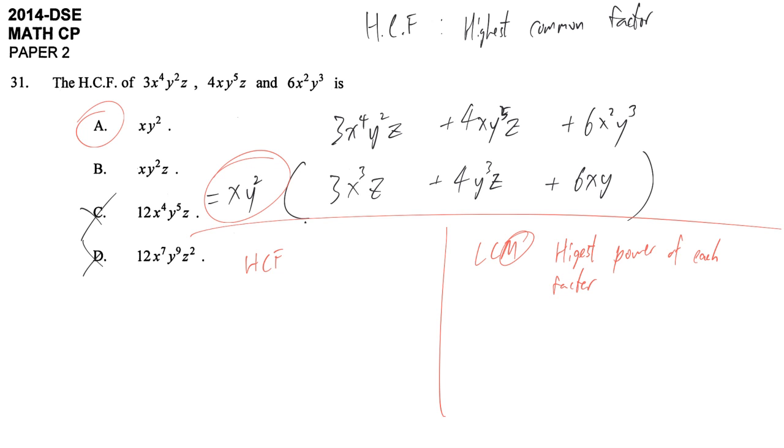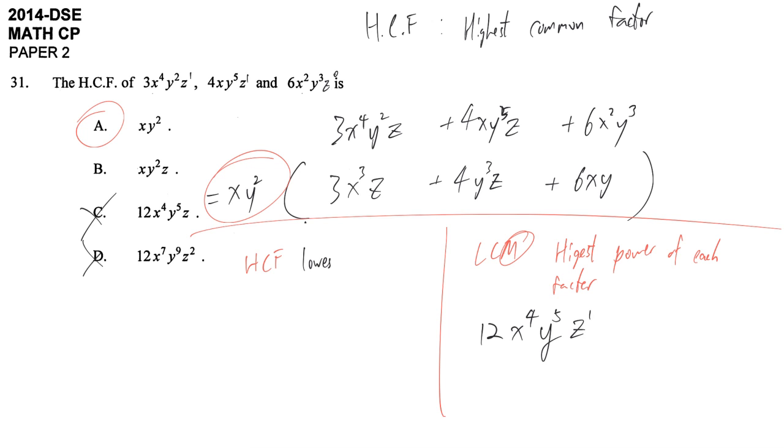So for the LCM, for 3, 4 and 6 we take 12. And then we choose the highest power: power 4, power 1, power 2, so we choose power 4. And then for y, power 2, power 5, power 3, we choose power 5. For c, power of 1, power of 1, power of 0, so we choose c power of 1. This is the LCM.